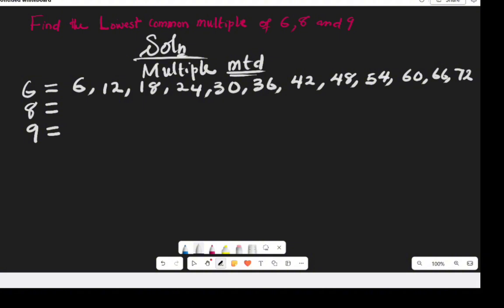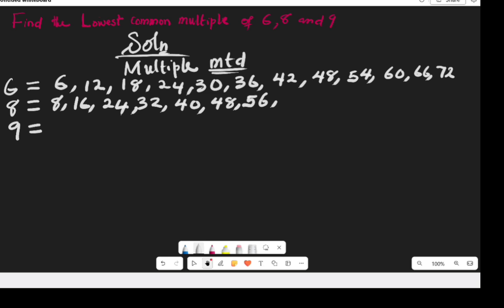Then what next? We look for the multiples of 8. Multiples of 8, 8 times 1, 8. Times 2, 16. Times 3, 24. 8 times 4, 32. 8 times 5, 40. 8 times 6, 48. 8 times 7, 56. 8 times 8, 64. 8 times 9, 72. 8 times 10, 80. 8 times 11, 88. 8 times 12, 96.